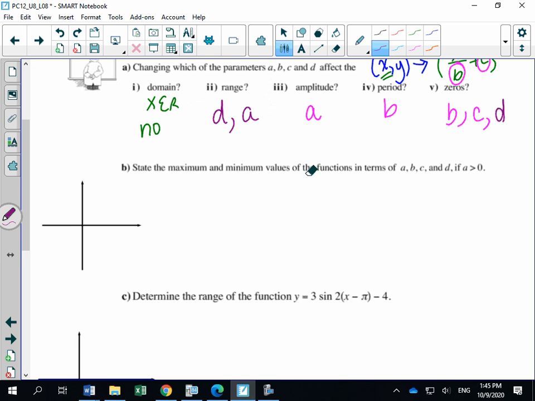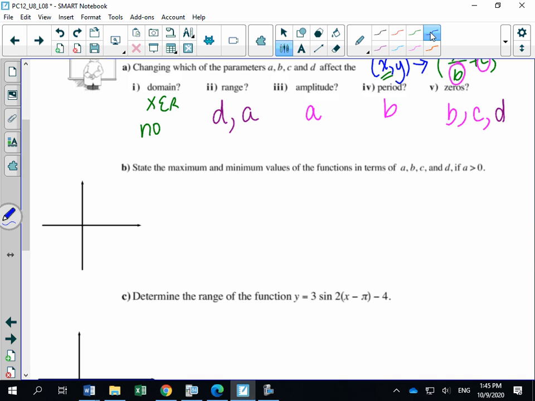B and C are more theory questions and application questions. These are really, really good exam questions. State the maximum and minimum values of the function in terms of A, B, C, and D. So here's what I tell students to think of. I want you to quickly sketch a graph. So draw yourself a Cartesian plane.